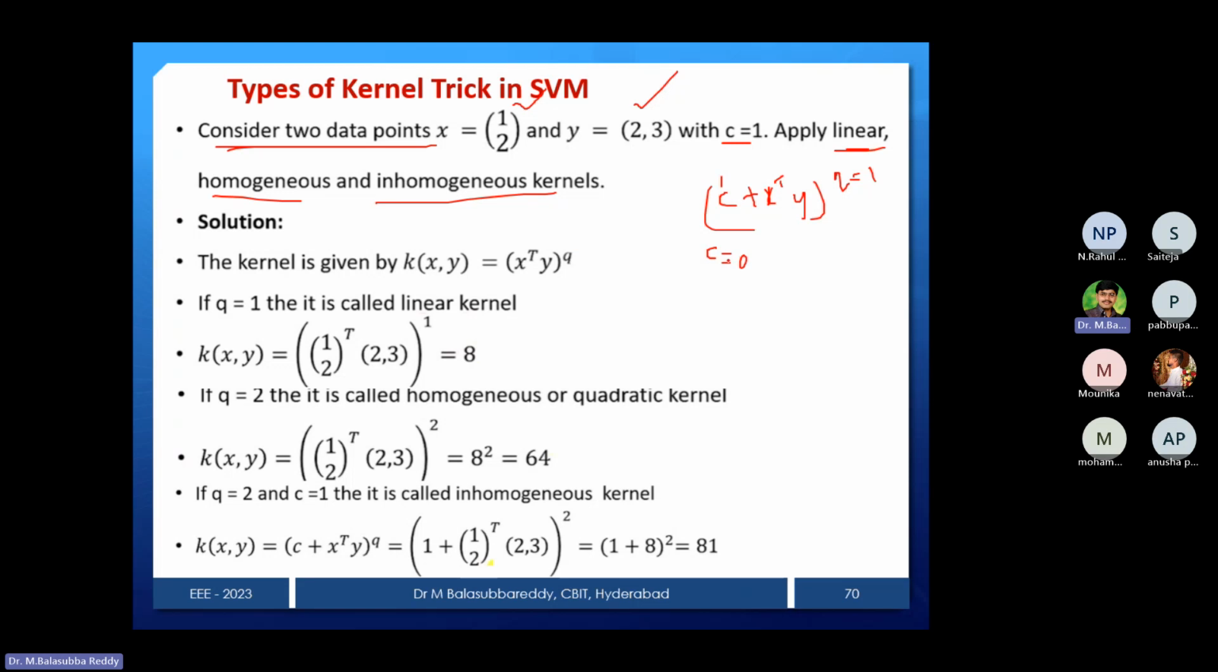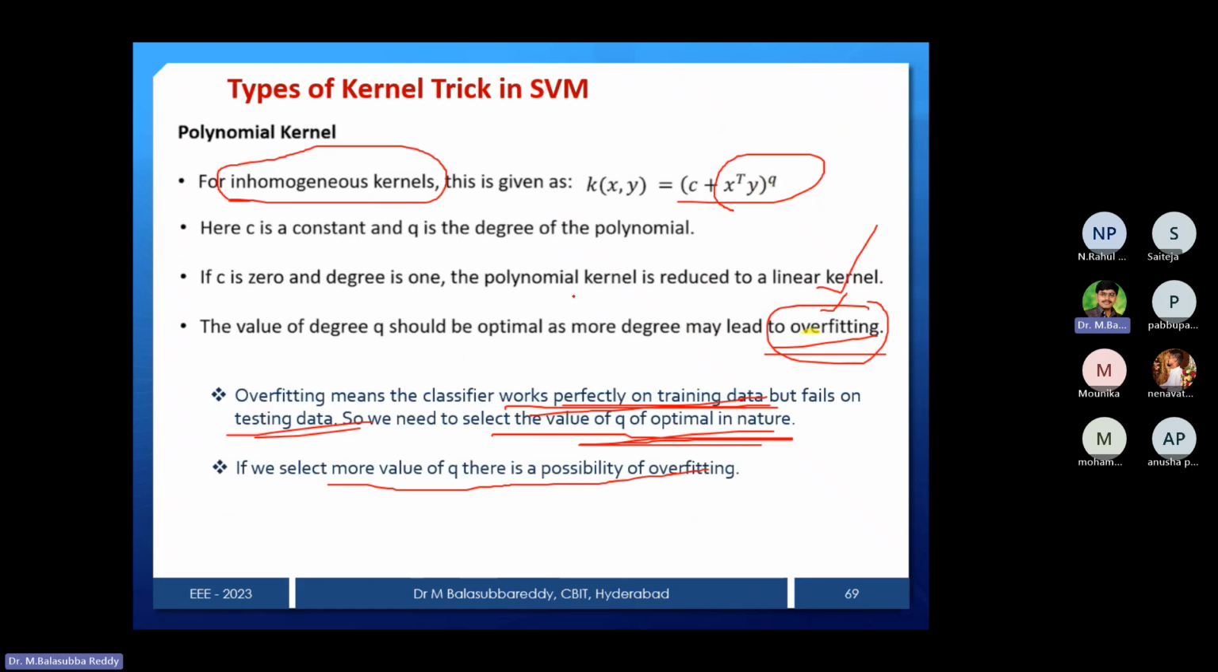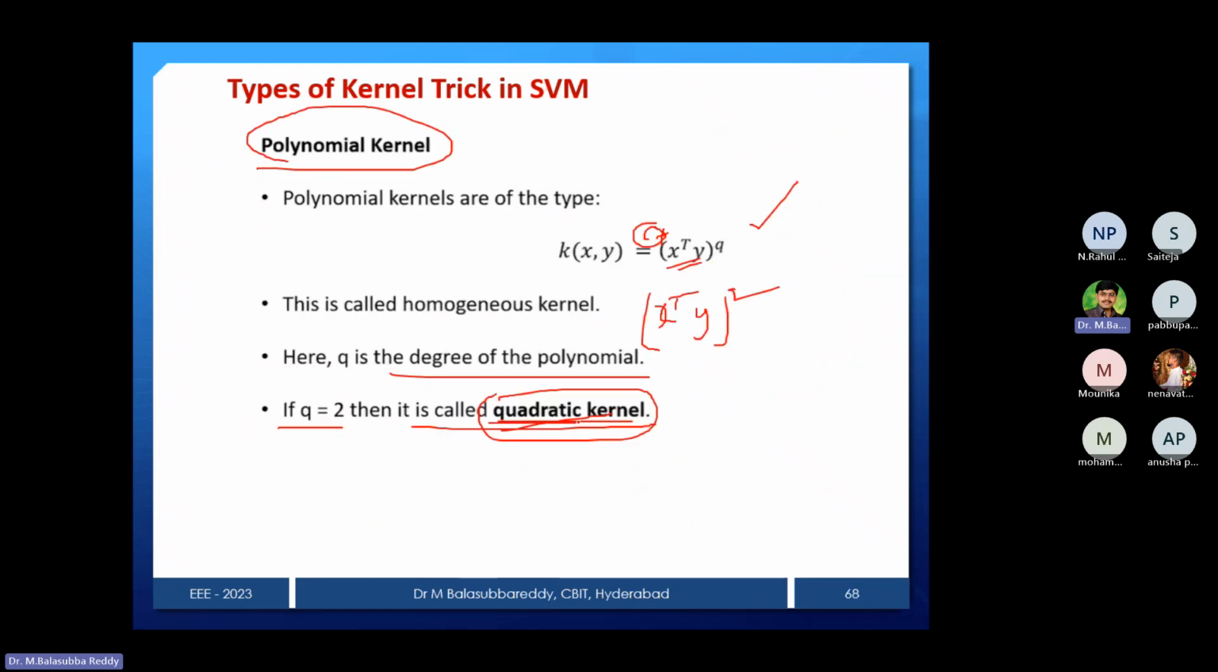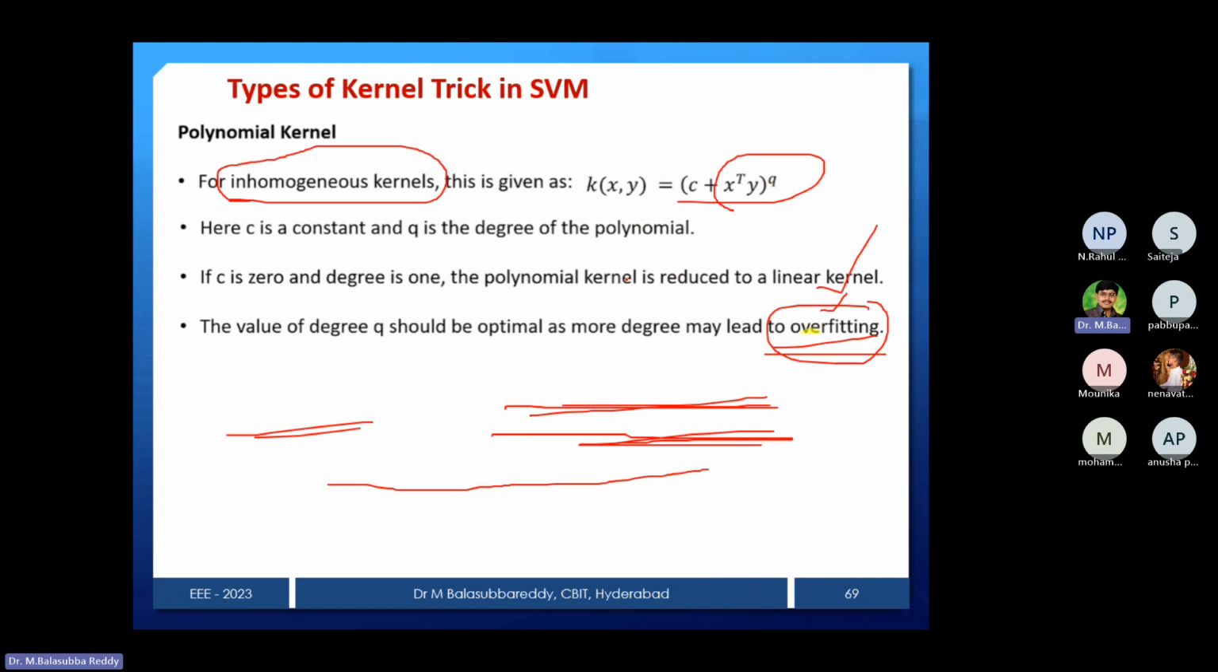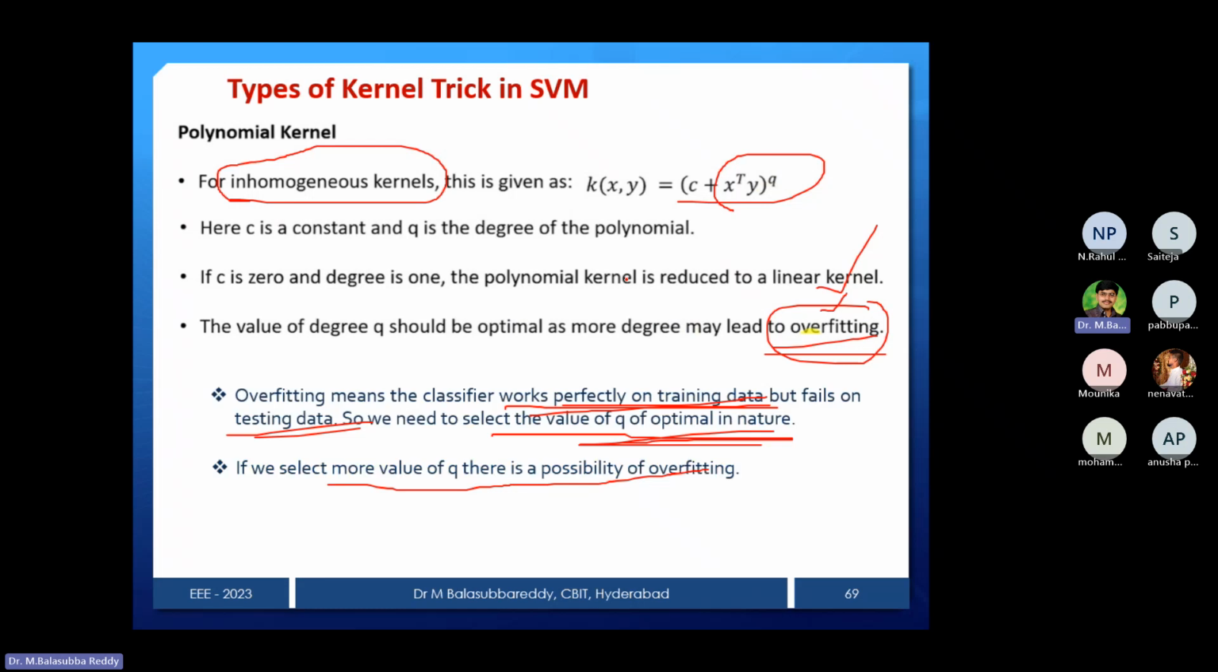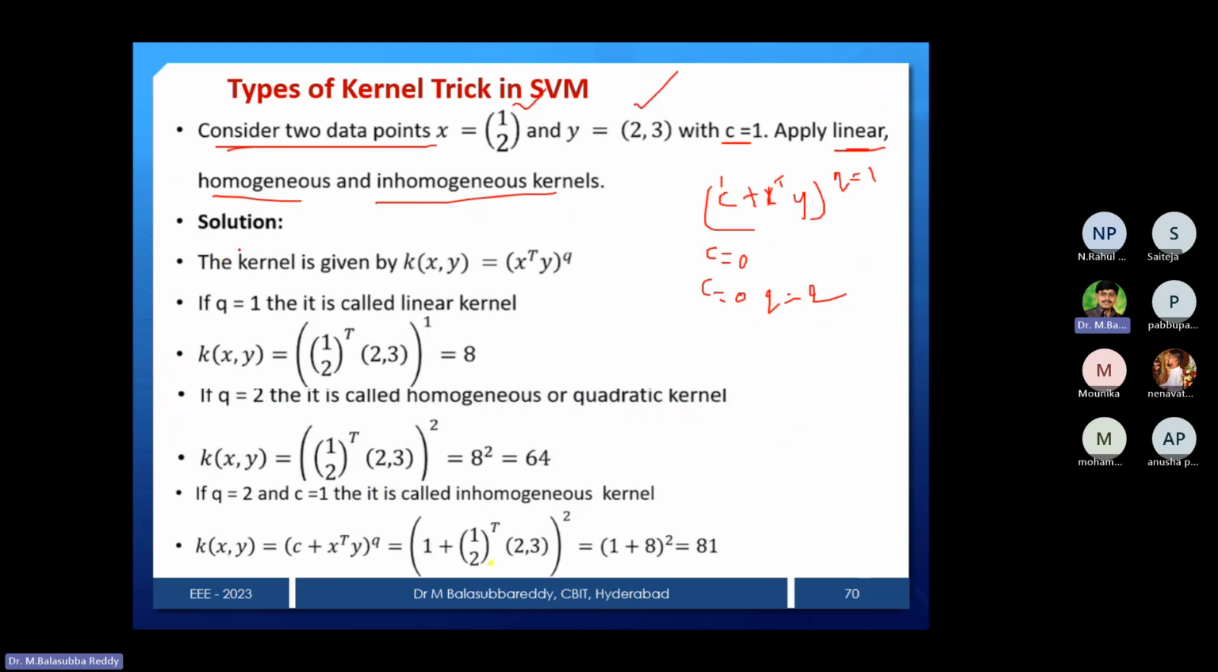Another case: C is equal to 0 and Q is equal to 2, then it is homogeneous, that is the second one, the quadratic kernel. So Q equal to 2 means quadratic kernel and Q equal to 1 means linear. If C has some value, let it be 1 or 2, then I can say inhomogeneous kernel. So in that aspect, I'm going to calculate one by one.